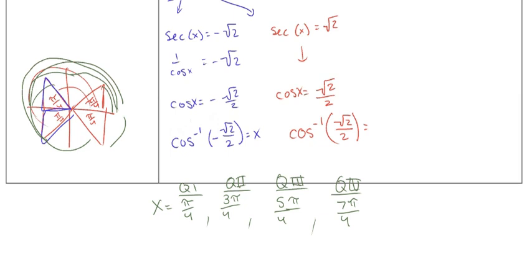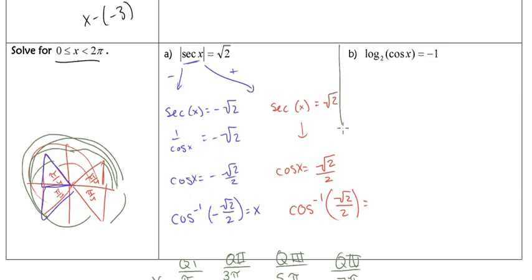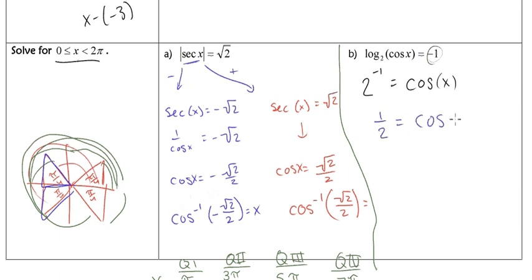Kind of interesting. Hopefully you were able to get there successfully. Now on the other side, we have logarithms, and I know logarithms can be a bit scary at first, but just think through what this means and how we can get through it. If we're given log base 2 of cosine of x equals -1, that really means that 2 to the -1 power is equal to cosine of x. And 2 to the -1, that's not too bad. That's just 1 over 2. So 1 over 2 equals cosine of x.